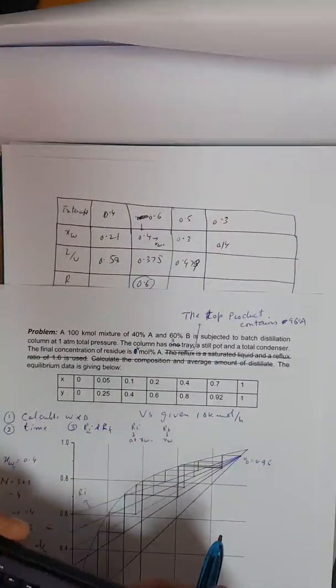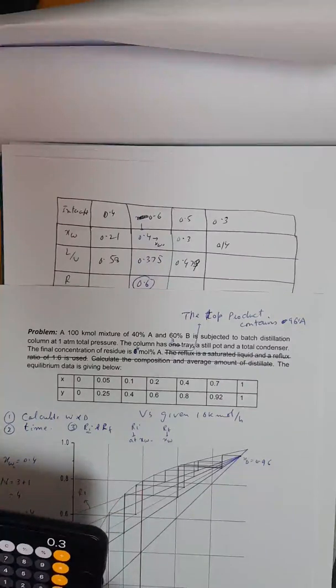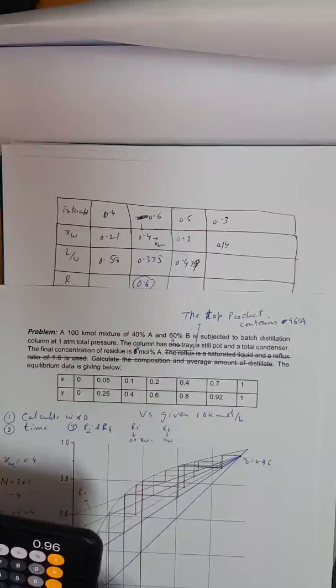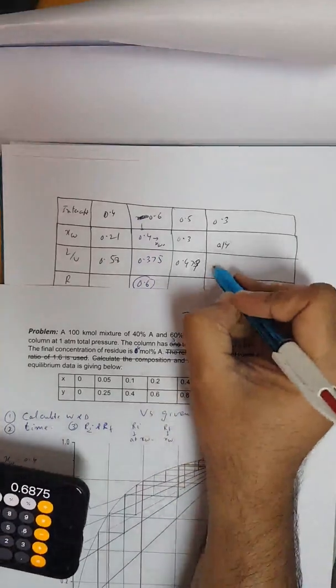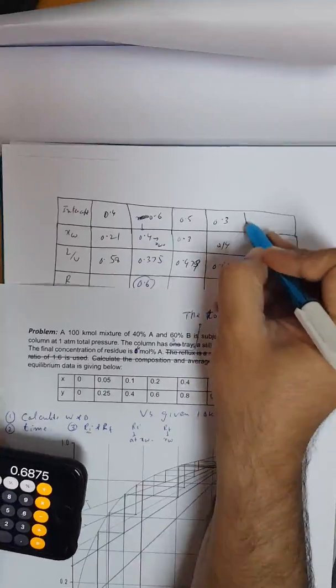But our XW value is very low. It is 0.04. So it means we need to go more down. But don't forget to record the slope. Whenever you draw a line, don't forget to record the slope. So 0.3, yes. 0.96 minus 0.3 divided by 0.96. So 0.6875. So I'm recording all values.